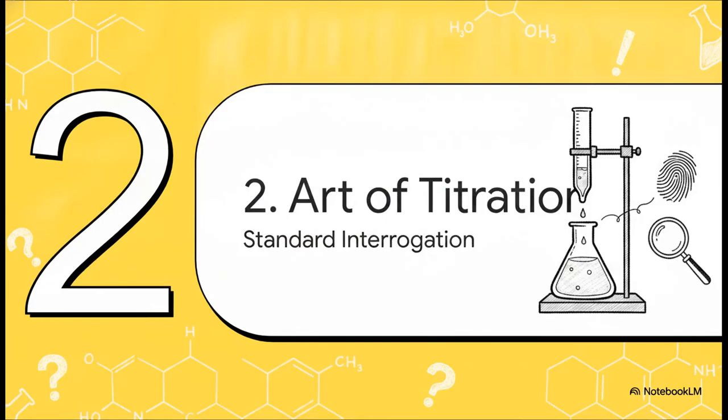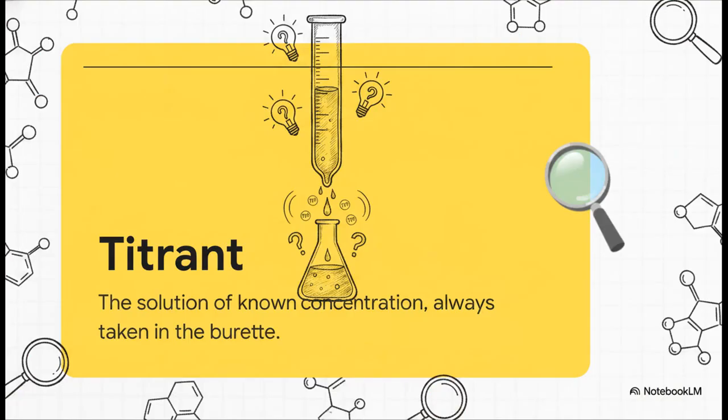Moving right along to Section 2, the art of titration, standard interrogation. If we're the detectives, well, this is our standard interrogation room. Now, in any good interrogation, you need someone asking the tough questions. That's our titrant. The titrant is a solution of a known concentration, always sitting up top in the burette. You know, that long, graduated glass tube. You can really think of the titrant as our interrogator.